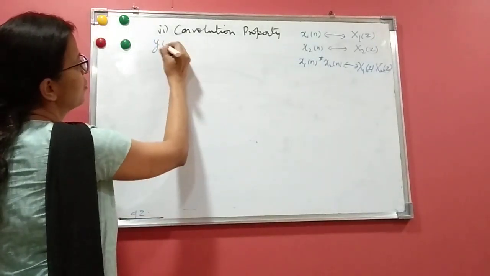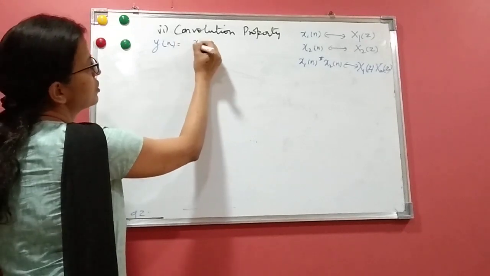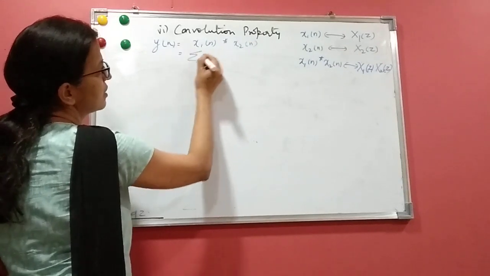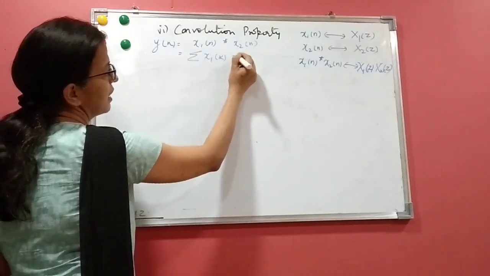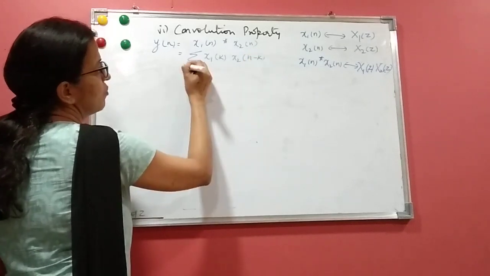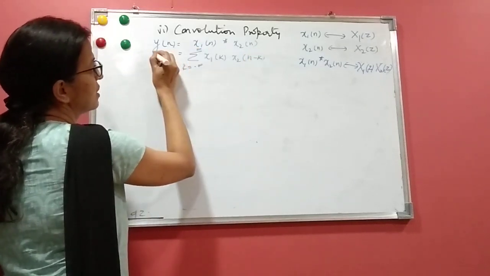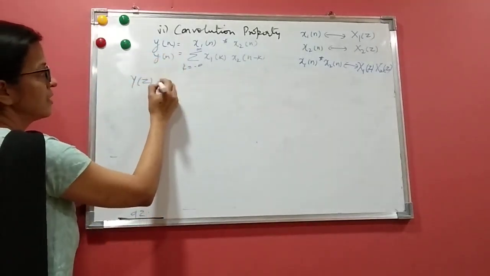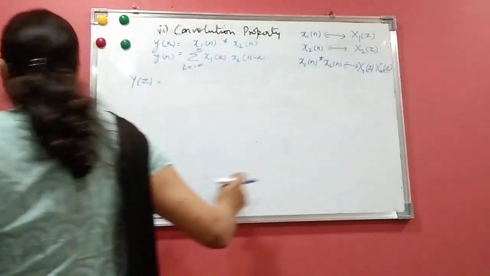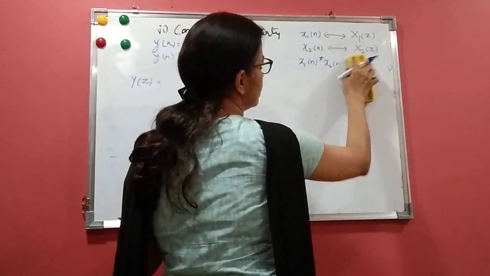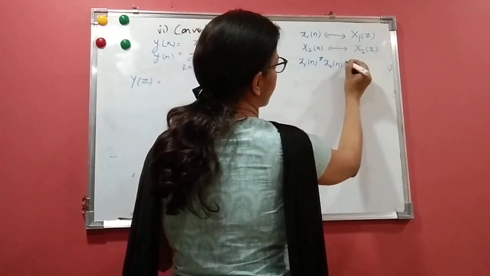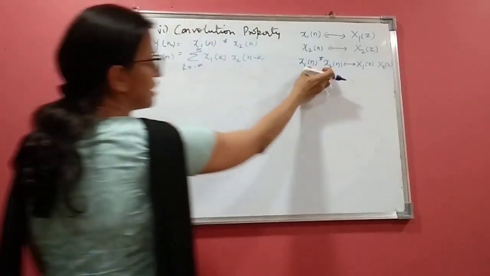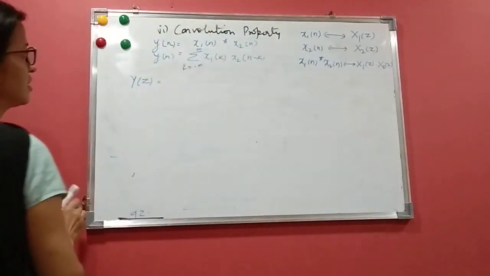So what is convolution? I'll name it y of n, equal to the convolution of two signals, and you know convolution is: x1k x2 n minus k, for k equals minus infinity to infinity. This is the convolution y of n. Now I'll find the z transform of this, and what I should get is x1z into x2z.